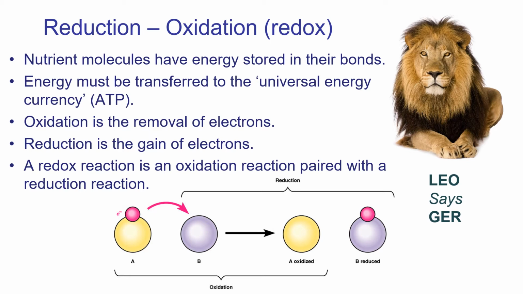We've got molecule A with an electron that's going to be transferred to B. A is oxidized because it lost an electron. B is reduced because it gained an electron. But again, it's not always the case that the electron is completely stripped away. We can still talk about a redox reaction when we end up with a bond that is polar covalent and the electrons are shared unequally.